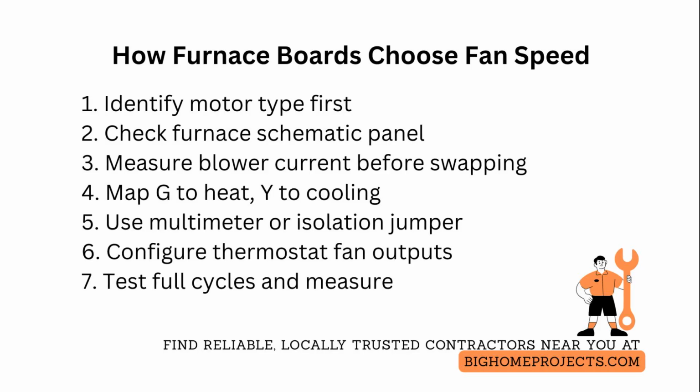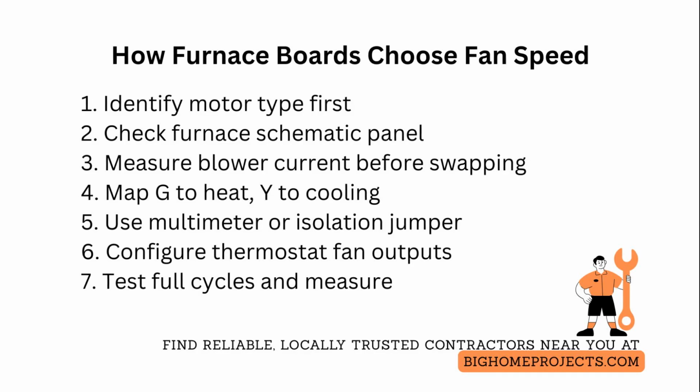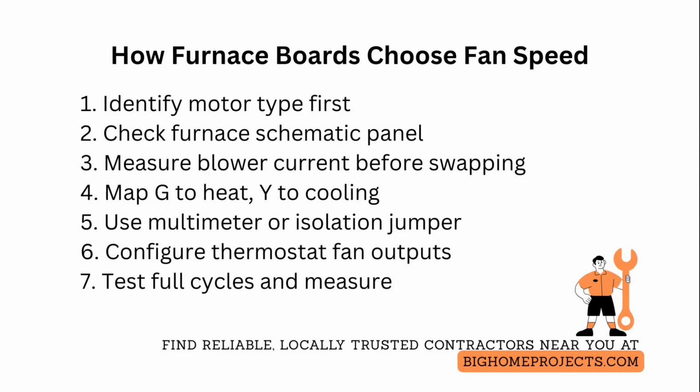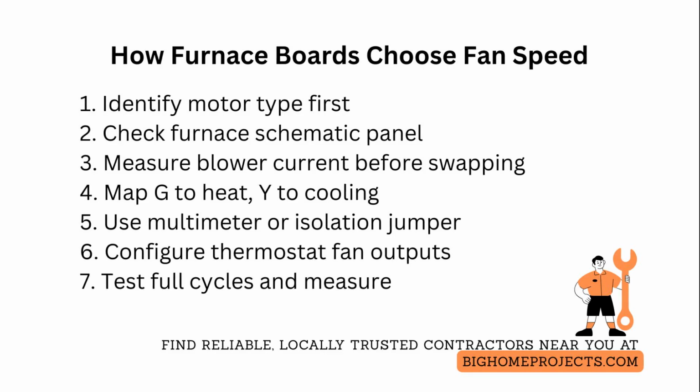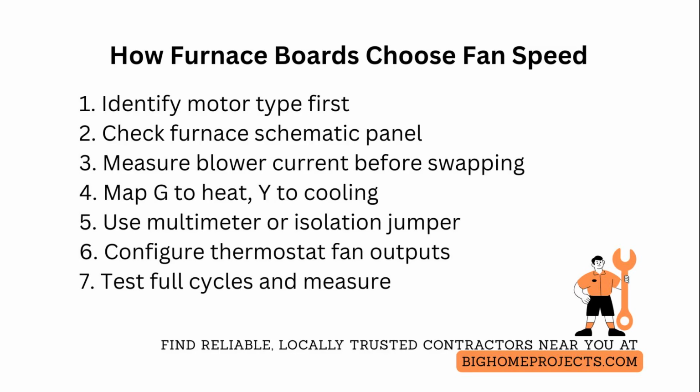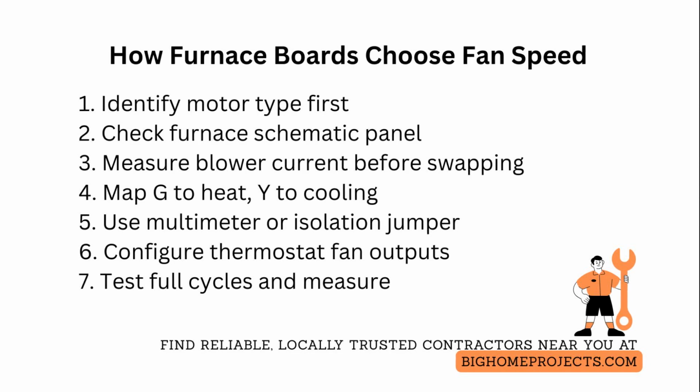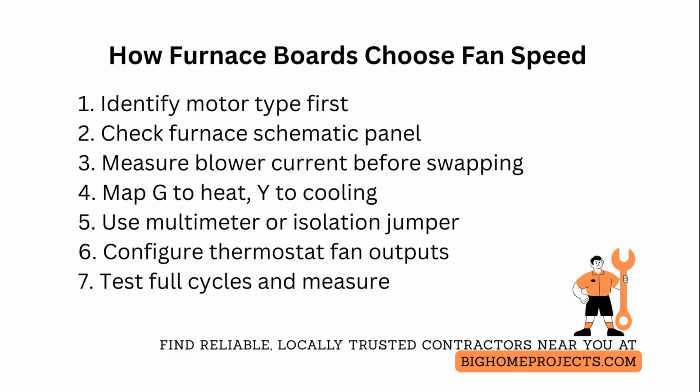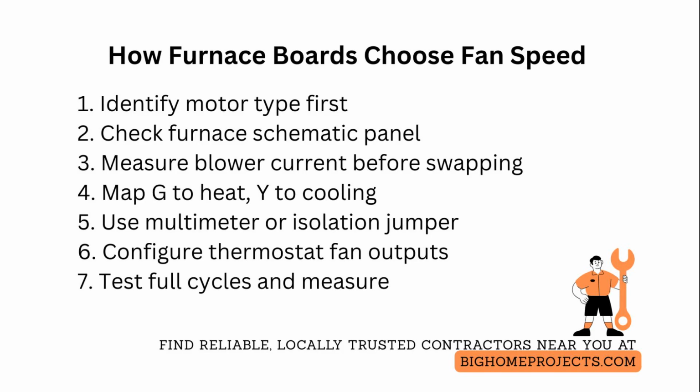When replacing the control board, map the G terminal to the heat fan tap, typically low speed, and the Y terminal to the cooling fan tap, typically higher speed, and verify the board's relay closure or transistor output using a multimeter or an isolation jumper, not just visual inspection. If the thermostat is a programmable or smart model, configure fan control settings to ensure the G output only energizes during call for heat and that the Y output ramps or switches per manufacturer instructions. Some systems use a fan center or relay to prevent both taps from energizing simultaneously. Install an interlock if missing.